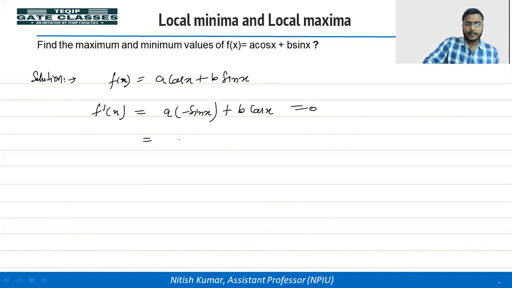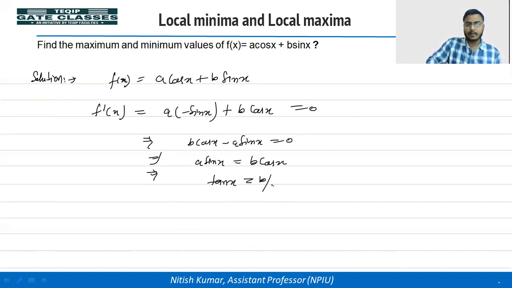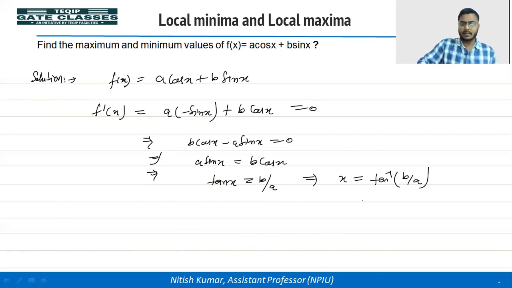What are we getting here? b cos x minus a sin x equal to 0. So you can get a sin x equal to b cos x, or you can write tan x equals b by a. So x we are getting here is tan inverse b by a. Also, we can take this value like, suppose this is a right angle triangle, and this is a, this is b.